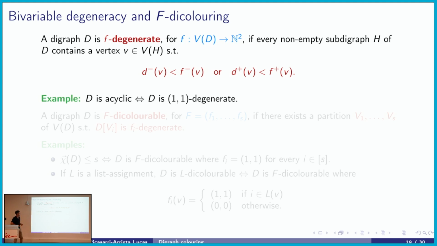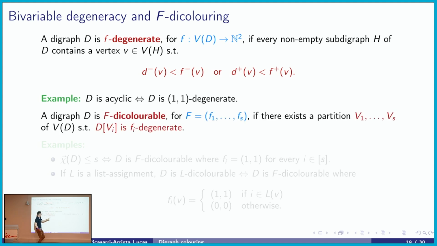So how can we use it? For instance, we can say that a digraph is acyclic if and only if it is f-degenerate, where f is a function constant equal to (1,1). This is just because a digraph is acyclic if and only if for every non-empty subdigraph we can find a vertex with in-degree 0 or out-degree 0.